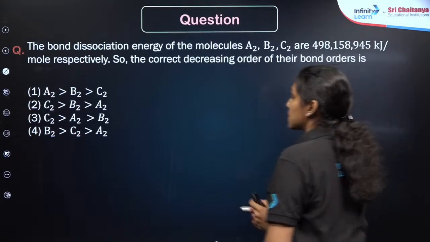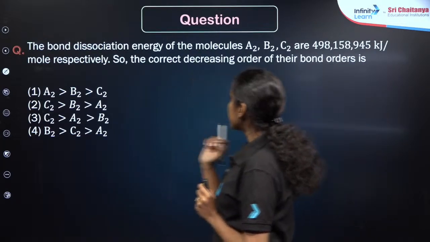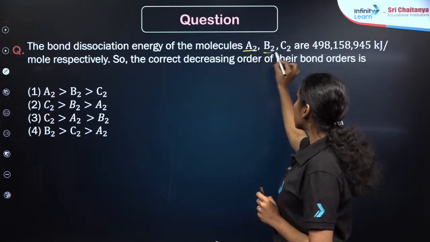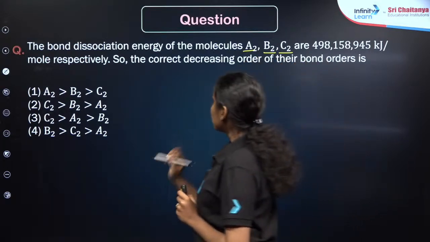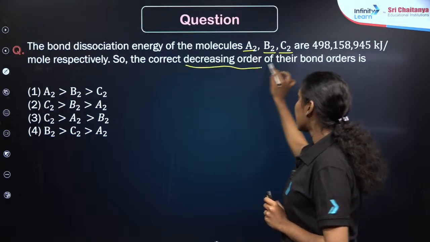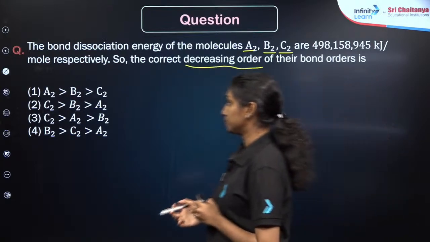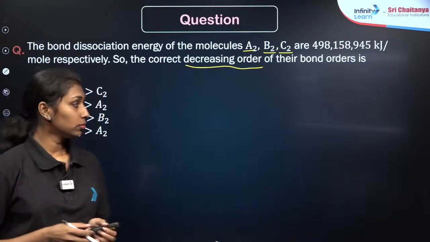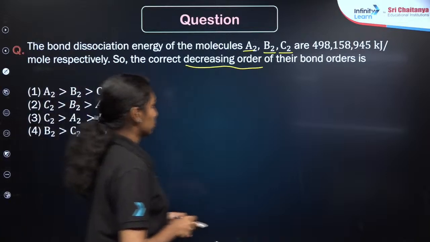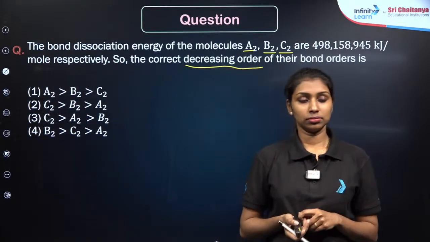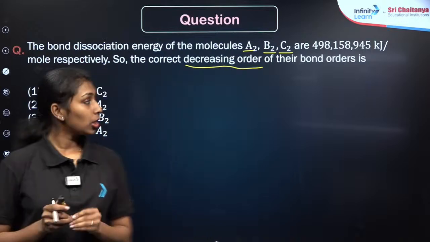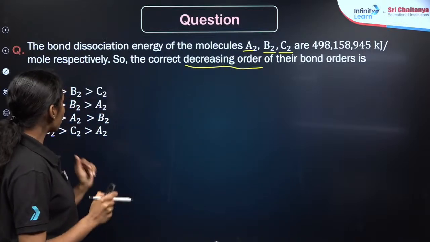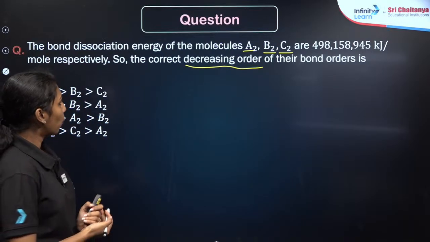Now here is the next question. The bond dissociation energies of the molecules A2, B2, C2 are given here in terms of magnitudes. Find out the correct decreasing order of their bond order. Bond energy is given here. You have to correlate it with the bond order.